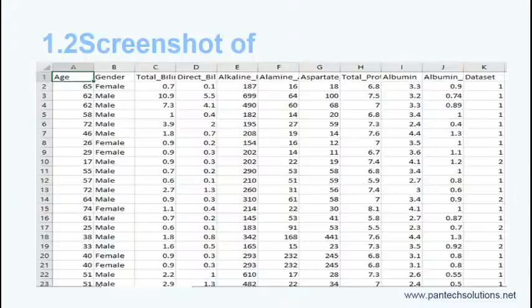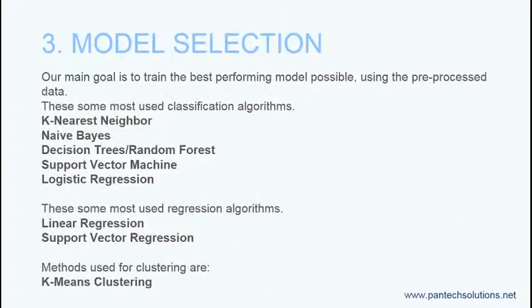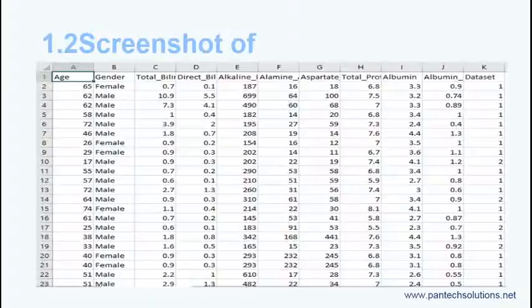So, model selection: according to the data we need to select some model. For example, here we have both data and output, so it comes under supervised learning. If you don't have the dataset column at last, that is called unsupervised learning, where we need to predict the cluster. But here I have both data and output, so it's supervised learning.